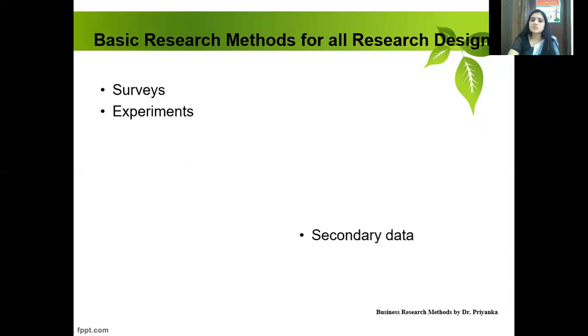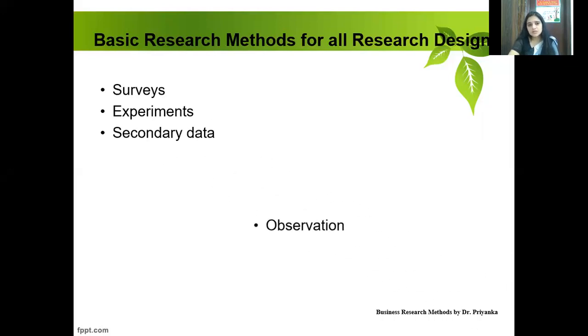Basic research methods for all research designs. Number one, surveys, then experiments, secondary data, and observations. Surveys. What are surveys?